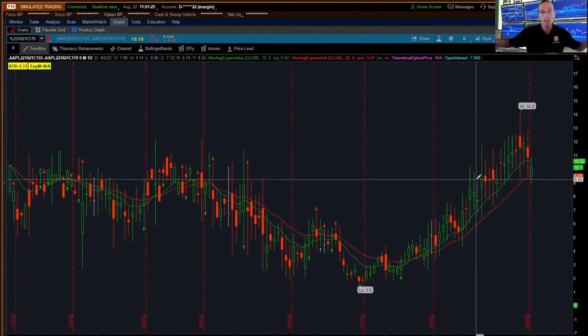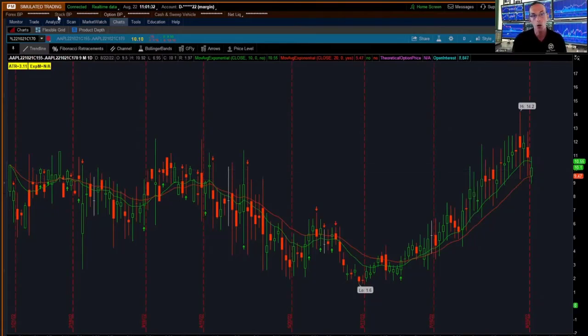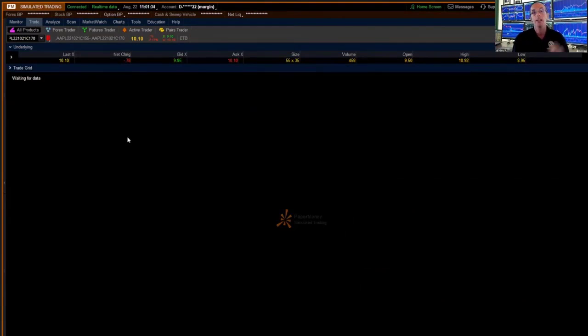Guys, there's a lot to this, right? But yes, you can graph the option price, and yes, you can graph the spread price just by creating that spread through the template and graphing it.